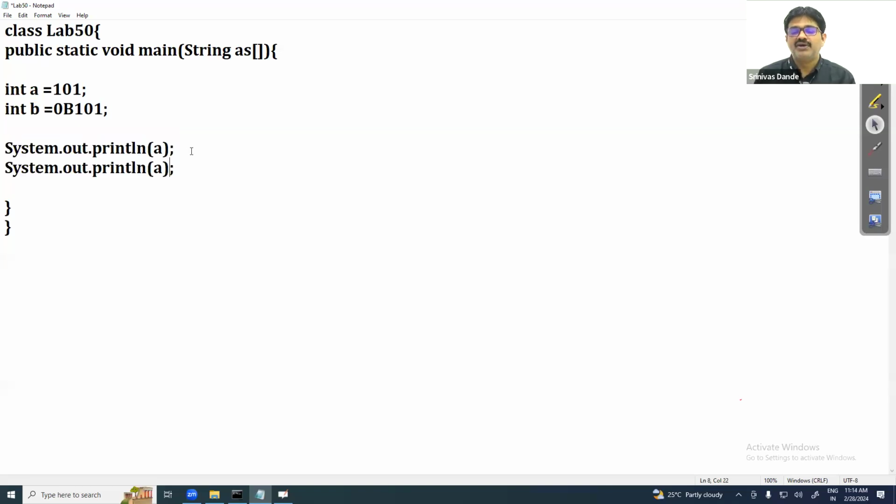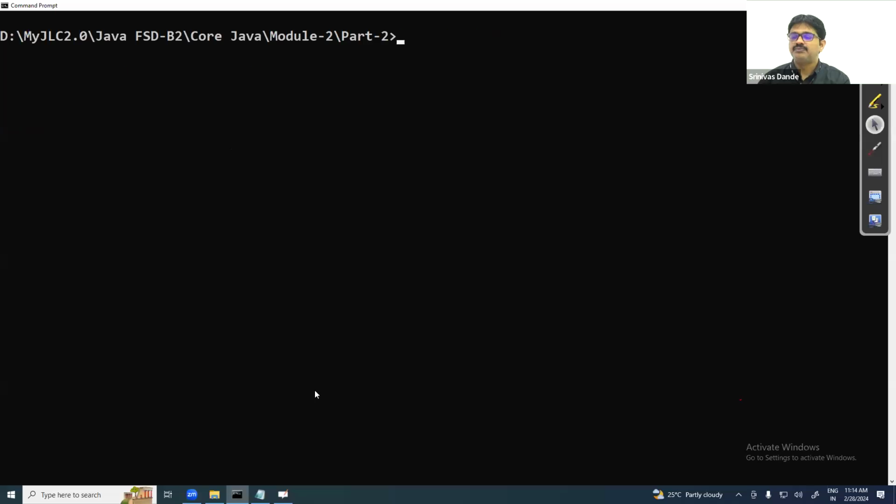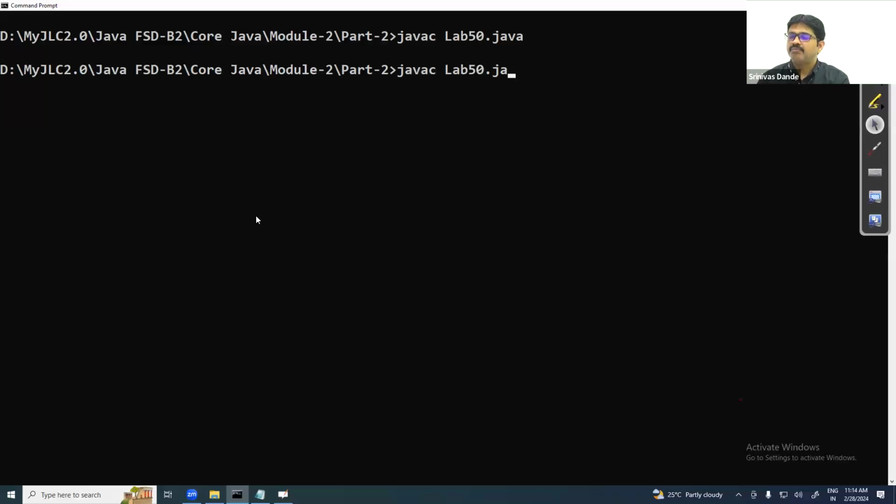Now 0b101 is the binary. Now it converts the binary 101 to decimal. The output for the decimal is 101, and this binary 101 converts to decimal, so now the b value is 5. Clear? Simple? Done. Lab 50. Output 101, 5.